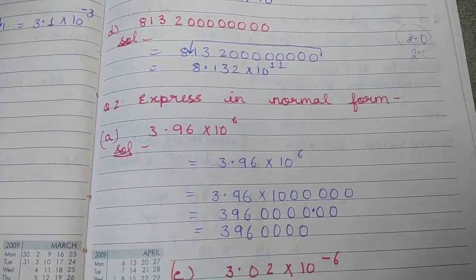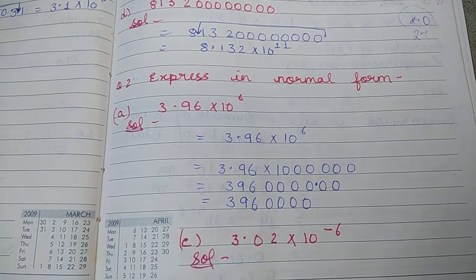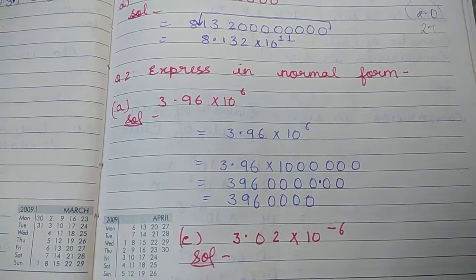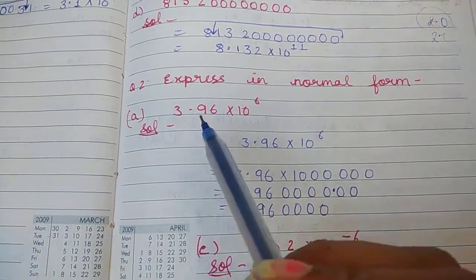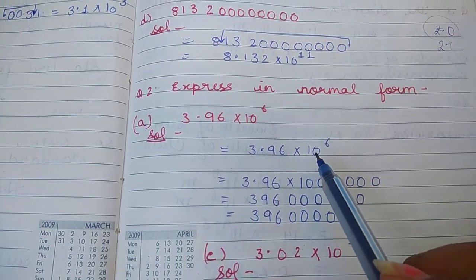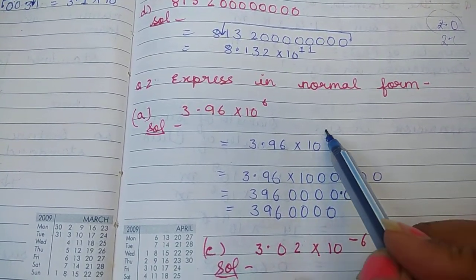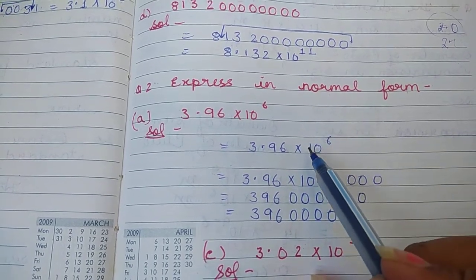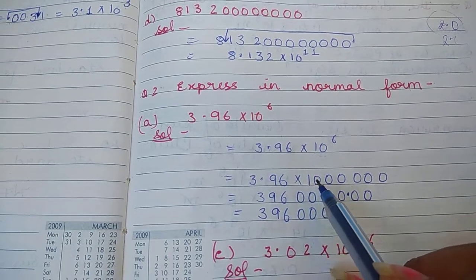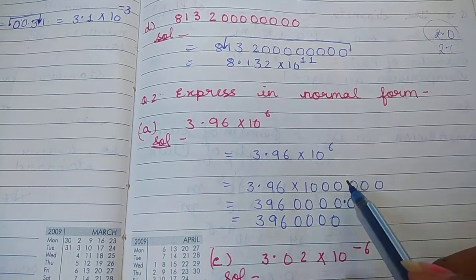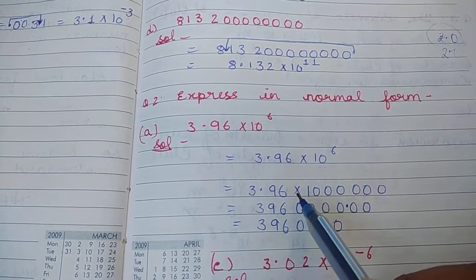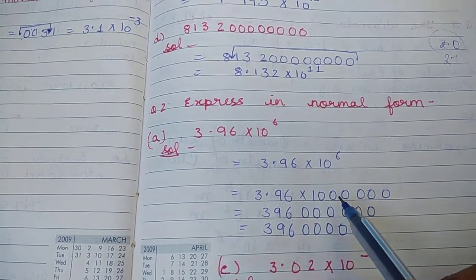Next is express in the normal form. Now suppose the question is given in standard form and you have to change it into normal form. This is the question which is given, 3.96 into 10 raised to the power 6. Just copy down the question, and in the next step we expand this 10 raised to the power 6, or whatever the power of 10 is. So 3.96 into 1 and 6 zeros, 1, 2, 3, 4, 5, 6, whatever the power is, that many zeros.